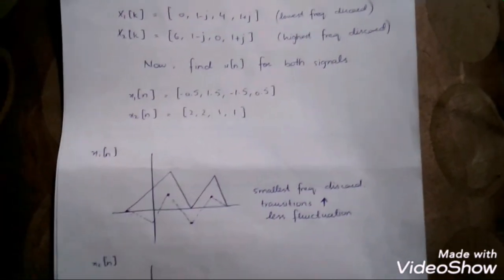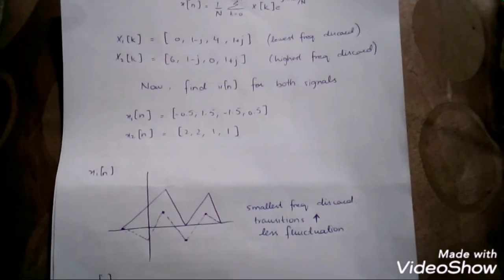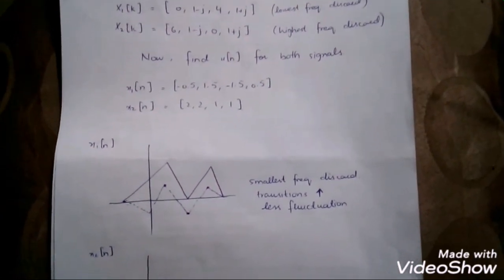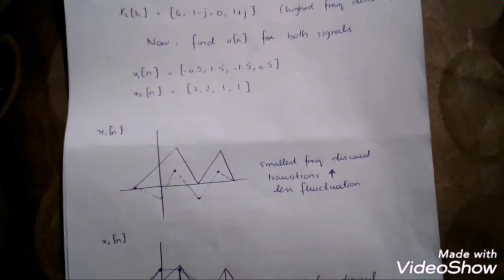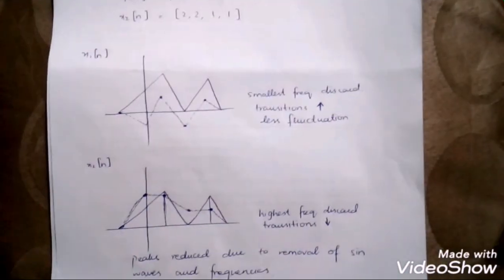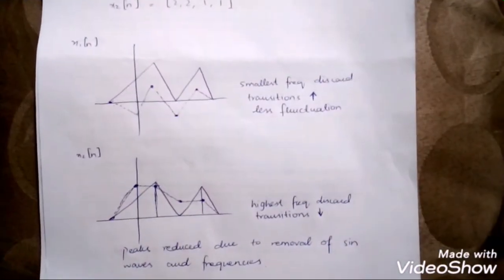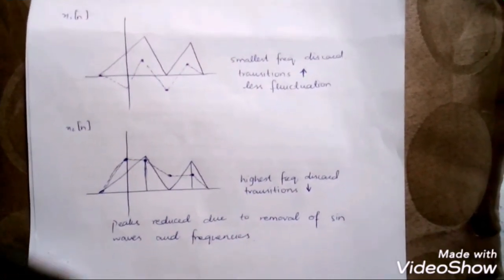As we can see, x1 of n is this signal and x2 of n is this signal, and here the smallest frequency is discarded, so the transitions are more in this signal, with more fluctuations. In case of x2 of n, the highest frequency is discarded and the transitions are less, so the peaks are reduced due to the removal of sine waves and the frequencies.